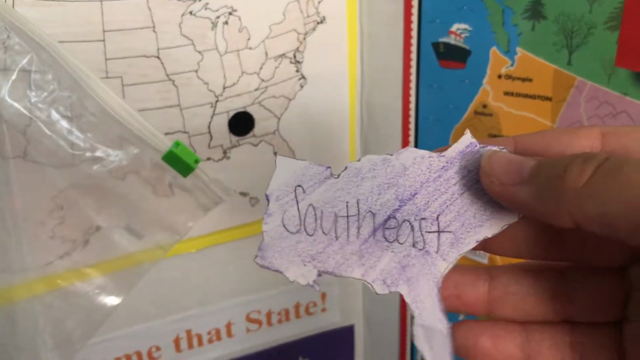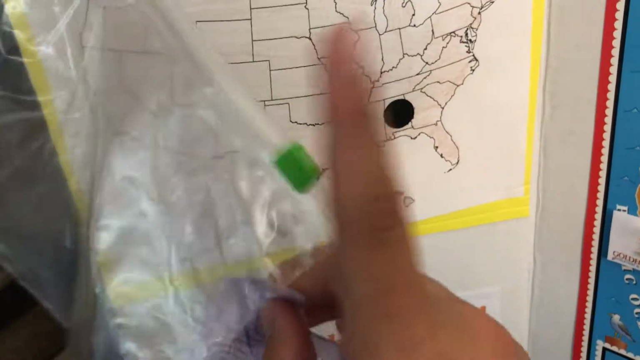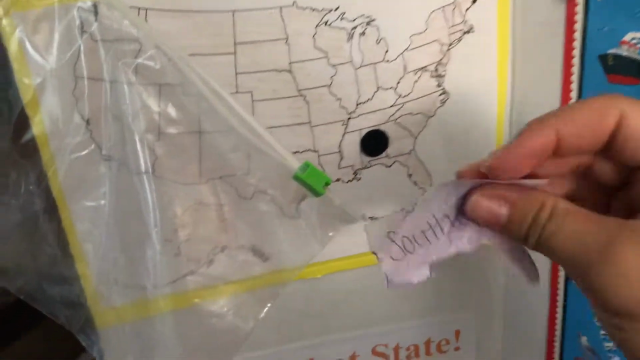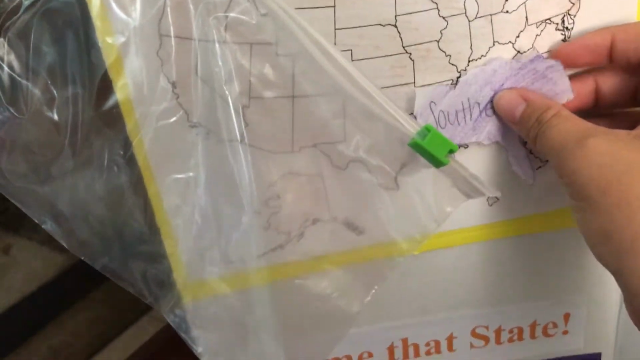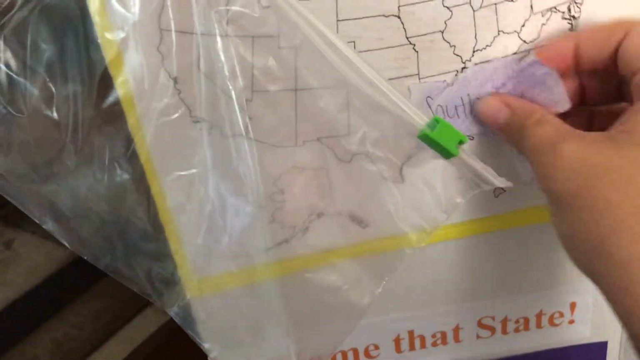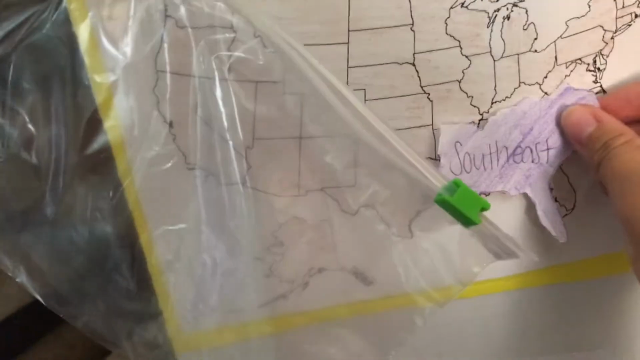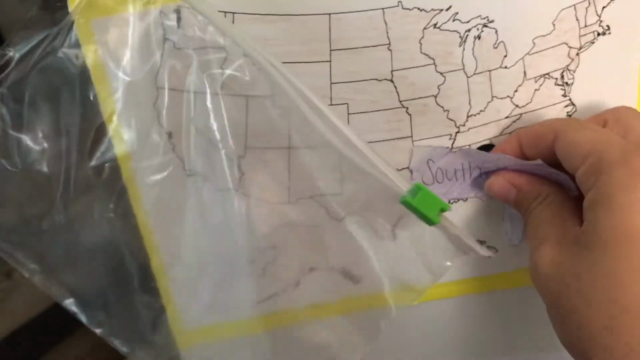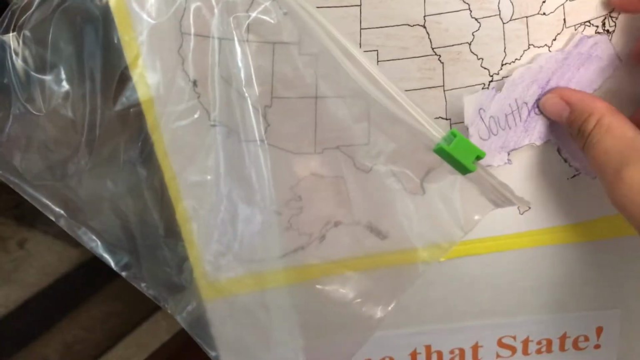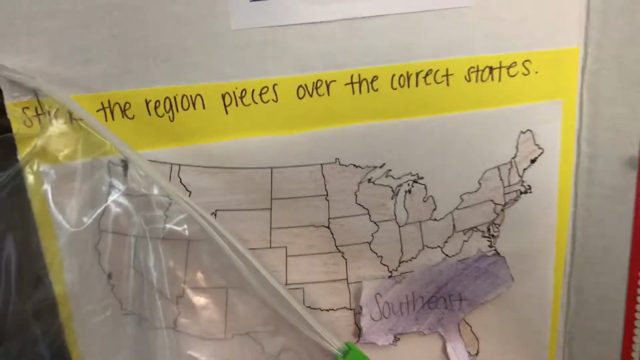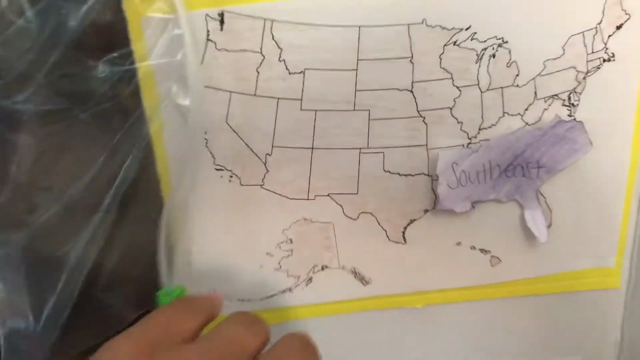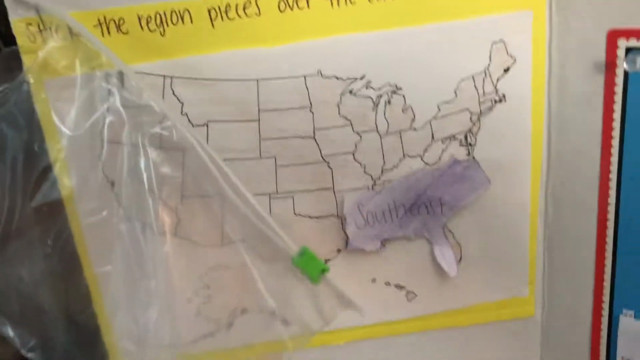Southeast is obviously down here where we live, by Florida, Georgia, Louisiana. So this piece would stick on right here to the Southeast region. It should be able to stick on a little bit better. It's not exactly lined up right now. Hold on. It'll stick just like this. I don't want to press it too hard because I don't want the board to fall. But that's basically what it'll be. It'll line up right here, and that's how it'll go throughout the entire activity.